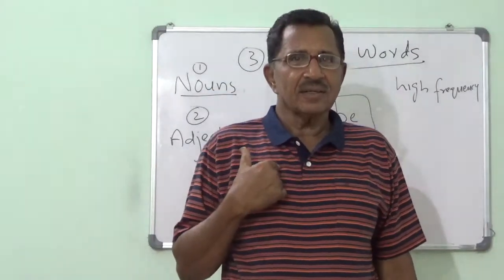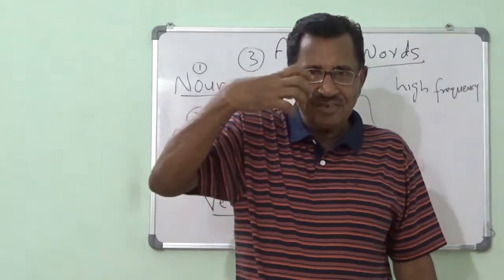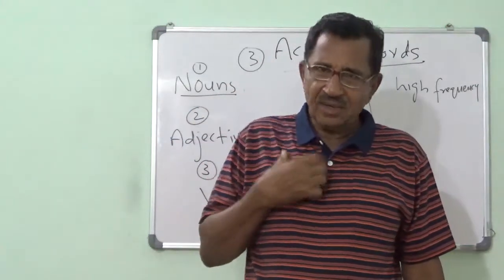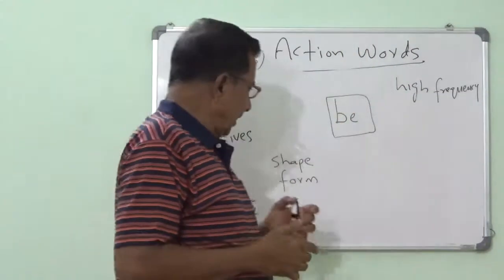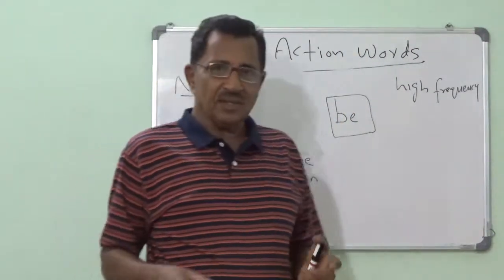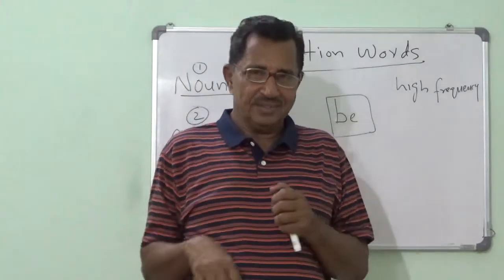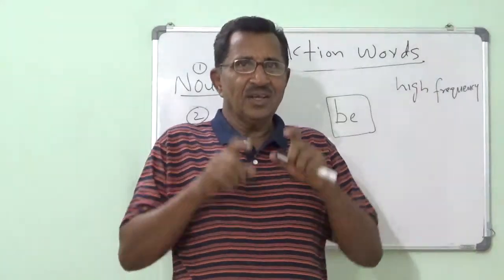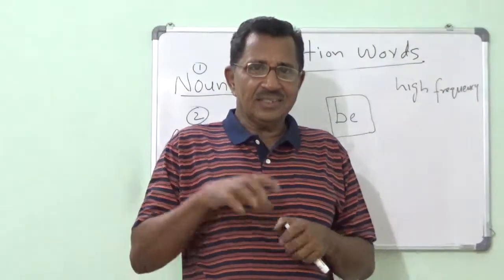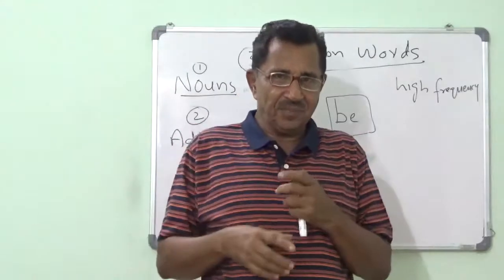But what about this stuff? The stuff is the same, right? Exactly like that. You got the idea, so shape and form. Shape or form means the same thing. Roop, they say roop. See, in Sanskrit they say roop. The change of roop, change of shape.